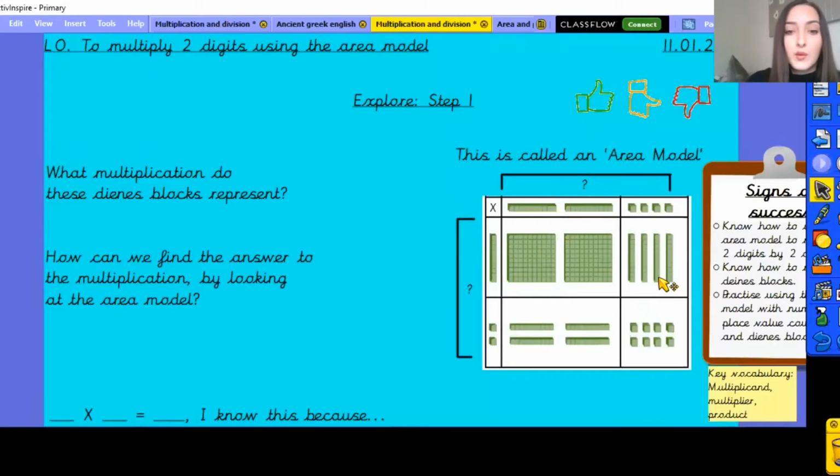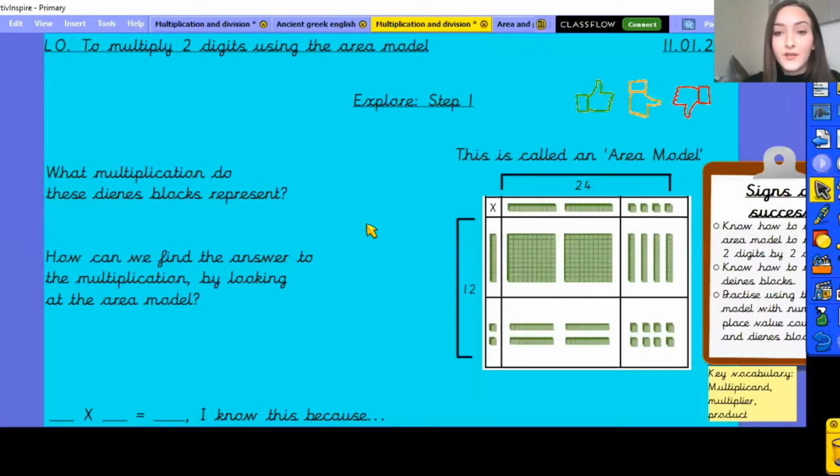Okay, so like I was talking about earlier, today we're going to be working with something called an area model. And this picture here shows what we call an area model, which helps us to multiply two-digit numbers. So firstly, I want us to try and work out what multiplication this area model represents. And we can do this by looking at the Dienes blocks at the top and on the side. So pause the video and have a go at working out what multiplication this area model represents.